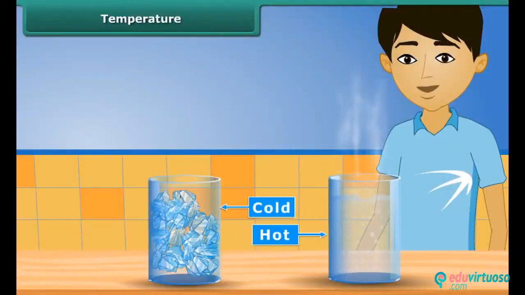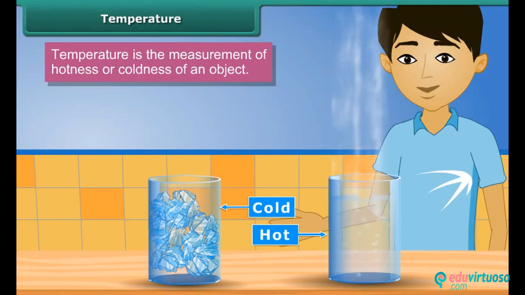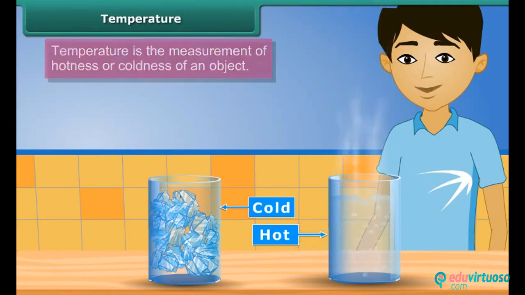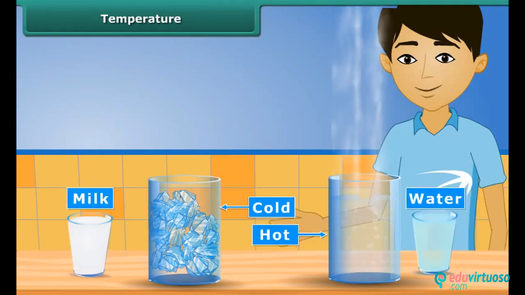Now we will learn the concept of temperature. Temperature is the measurement of hotness or coldness of an object. We say that water from fridge is cold and milk is hot. How much cold is water? Is it cooler than ice? How much hot is milk? Is it hotter than boiling water?